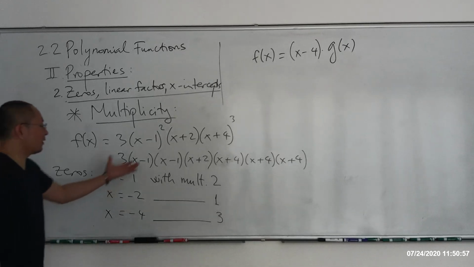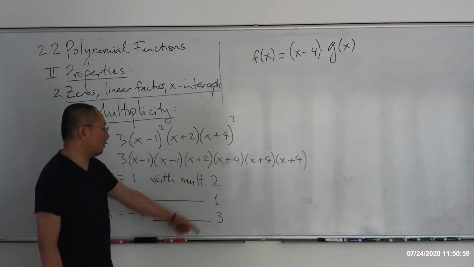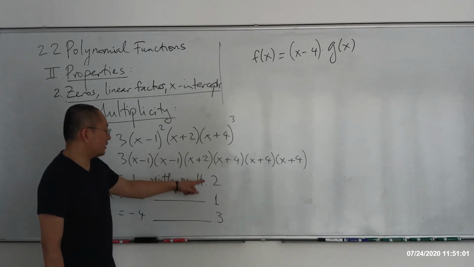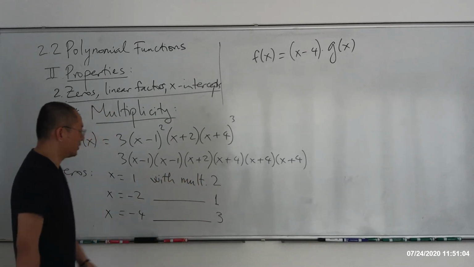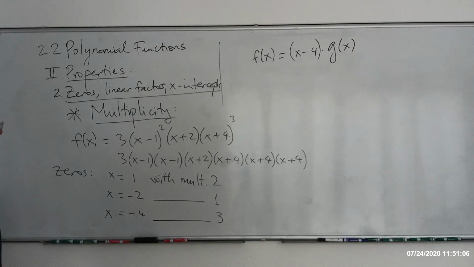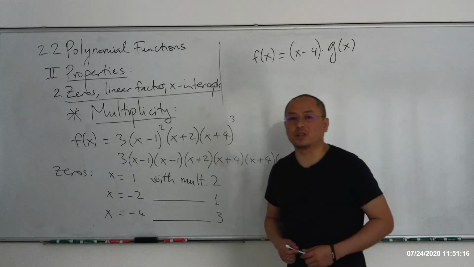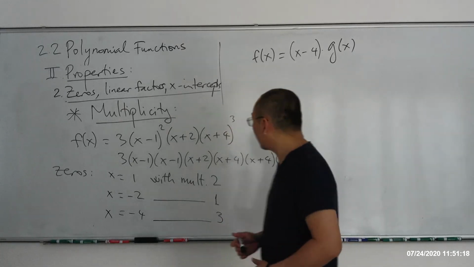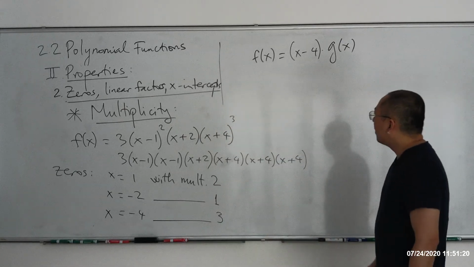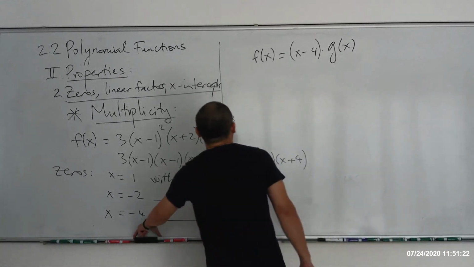And you can find the degree of the polynomial by adding all the multiplicities up. The degree is 6, we got 2 plus 1 plus 3 is equal to 6. Okay? Now the next question is, what is so good about multiplicity? I can tell you that multiplicity gives you some more information about the graph of the polynomial. Right? So we have 2 types of multiplicity.